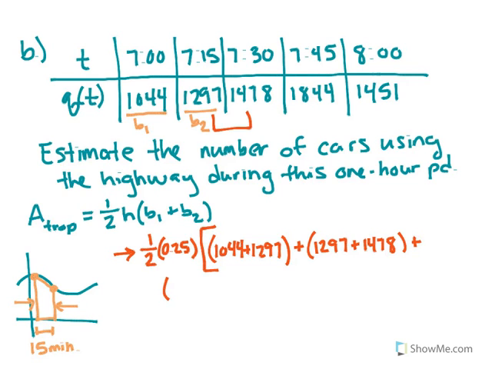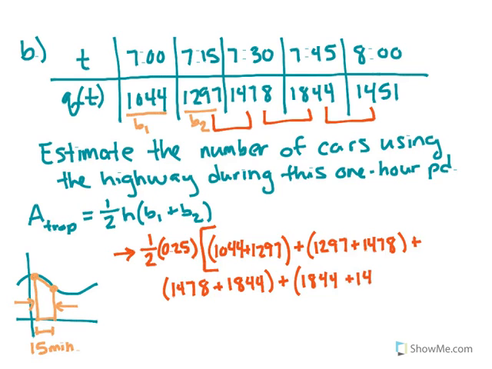Plus, my next trapezoid is from the third to the fourth interval. So that's 1478 plus 1844. And we're just going to keep on going. And then the last one is going to be the fourth time period to the last, which is 1844 plus 1451. And then we're going to close our bracket, and we're simply just going to calculate this.